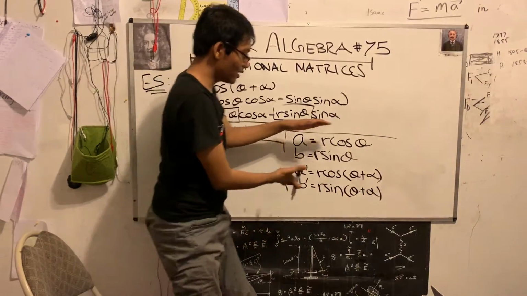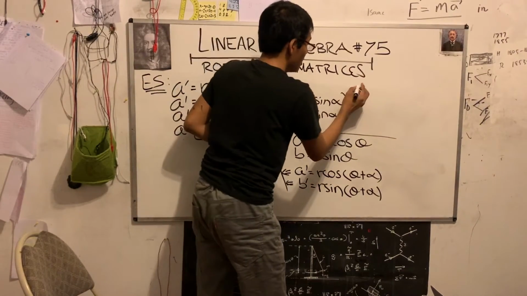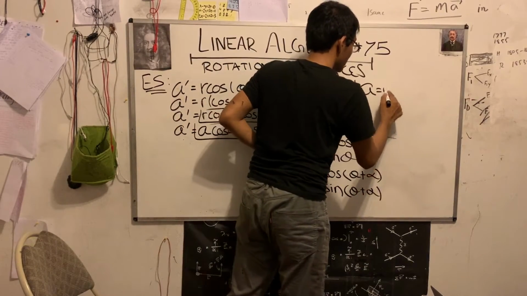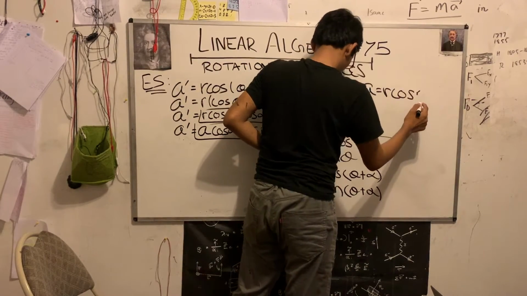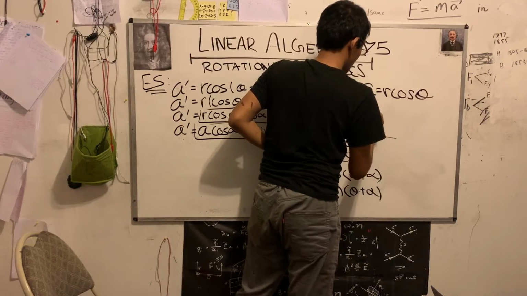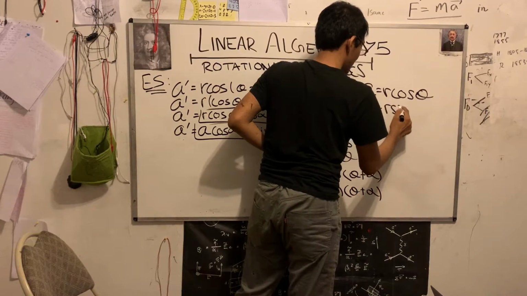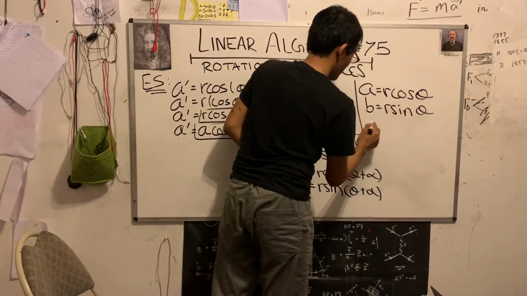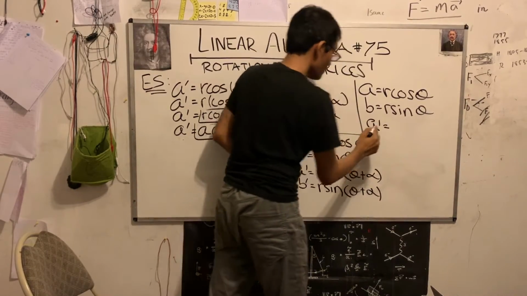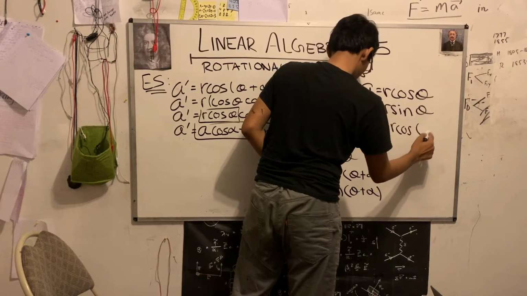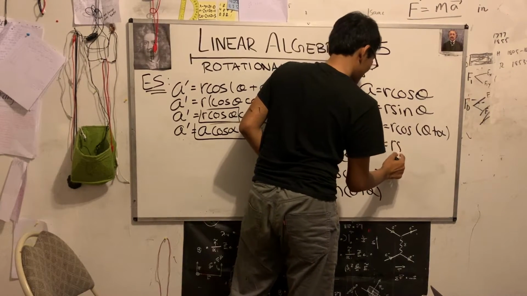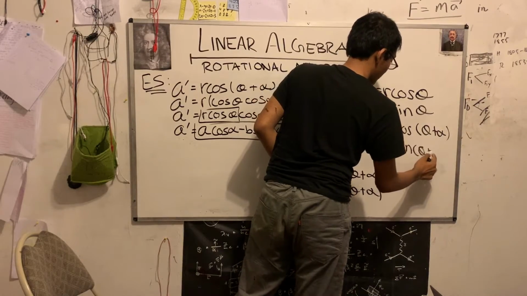And you know what? I think all of this is worth writing down on the right hand side here so that we have it handy for reference. So A is R cosine theta. B is R sine theta. What about A prime? A prime is quite simply gonna be R cosine of theta plus alpha, and B prime is going to be R sine of theta plus alpha.